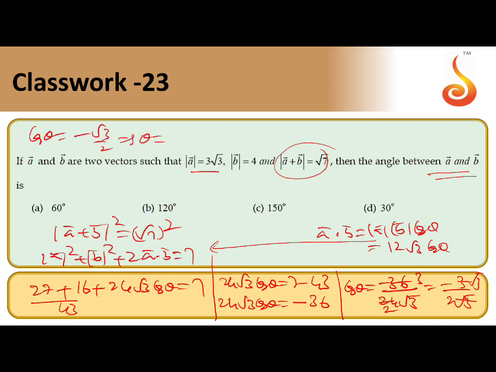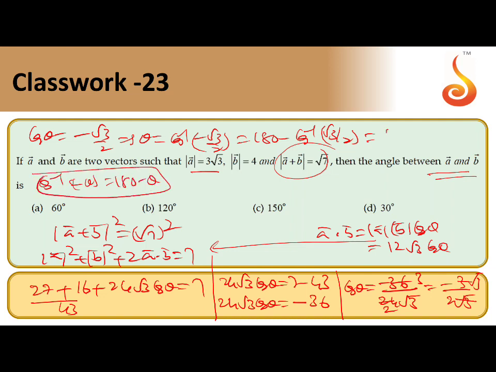So theta equal to cos inverse of minus root 3 by 2. Finding cos inverse, it is 180 minus cos inverse root 3 by 2. So cos inverse of minus x, we have a formula: cos inverse of minus x is 180 minus theta, using that property. Now 180 minus 30 gives 150 as the answer. Which option? Option C is the right answer.